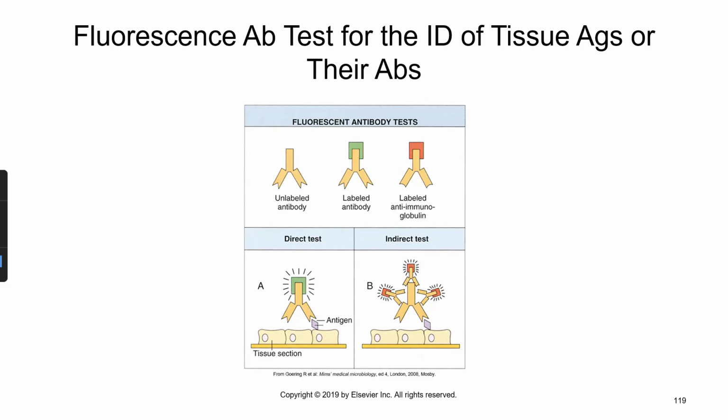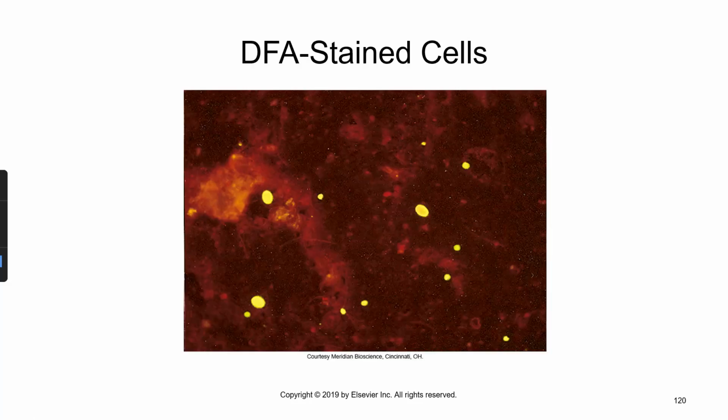So here you can see direct. The antibody that's fluorescently labeled is going to bind directly to the antigen. In indirect, we have an antibody binding to the antigen, and then we have these secondary antibodies that are labeled binding to that primary antibody. And this is what DFA stained cells would look like. So if it's fluorescing, that means that it's positive for whatever we were looking for.